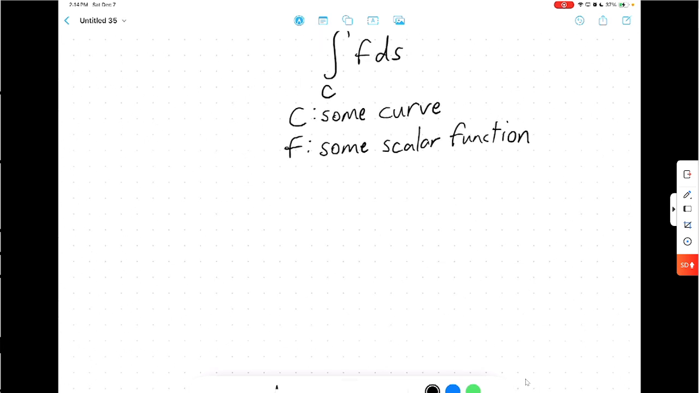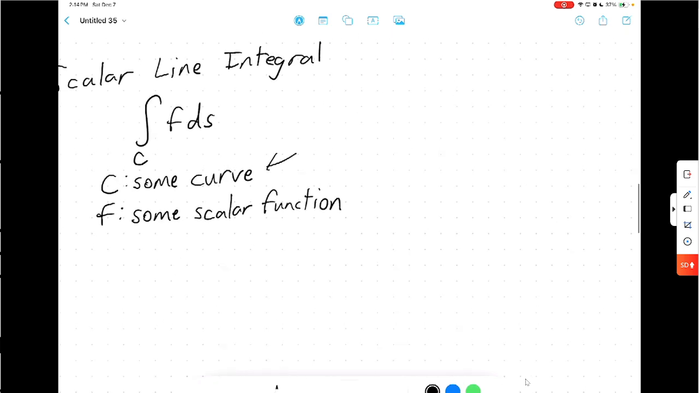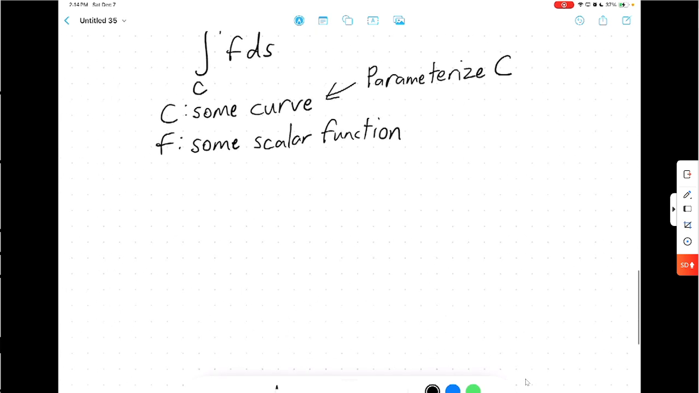Essentially, the idea for line integrals, and similarly for surface integrals, is you parameterize the curve, C in this case. You rewrite f in terms of the parameterization.